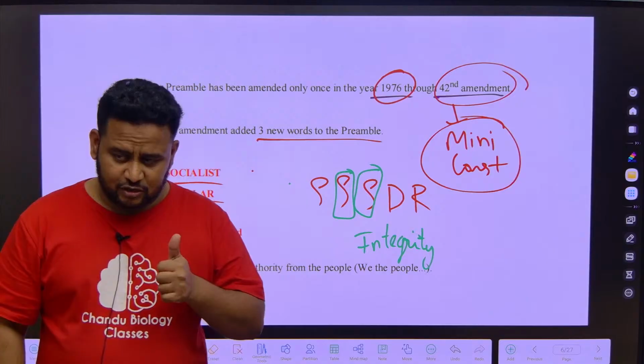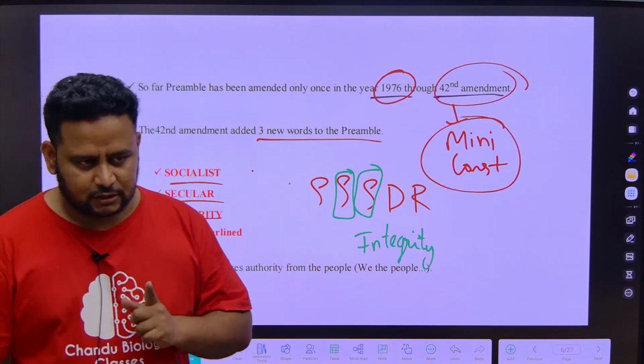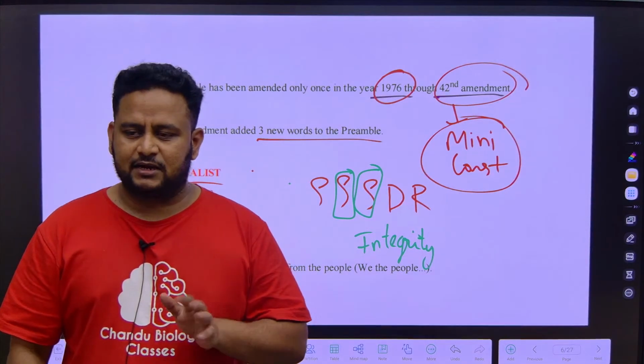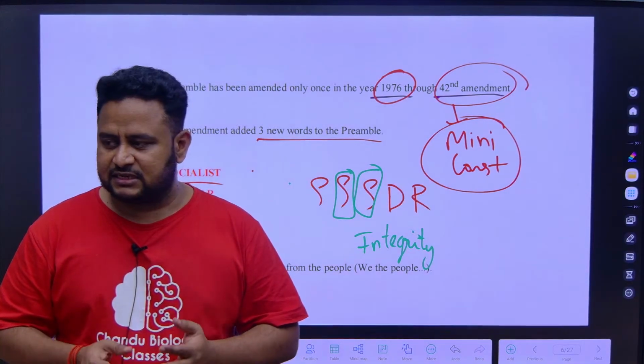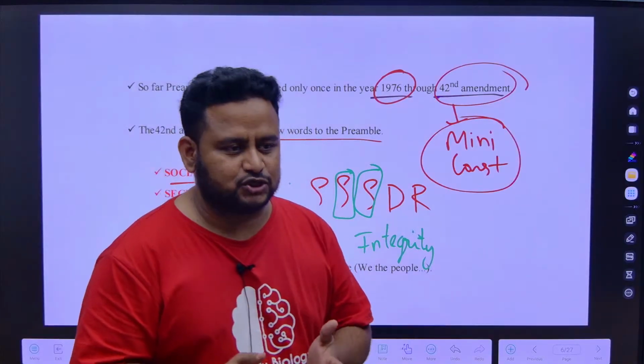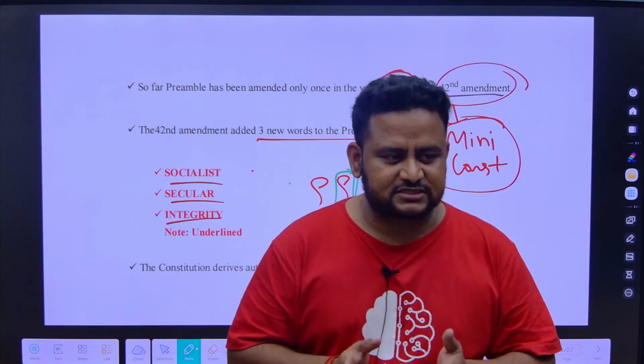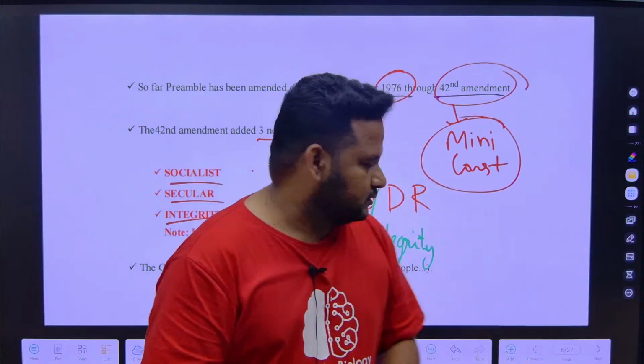The preamble is amended how many times? One time. The question can be, the preamble has been amended how many times? One time. Which was that? 42nd Amendment 1976. It is also called as what? Mini constitution. What were the words that were added? Socialist, secular, and integrity. Okay. So this is about it.